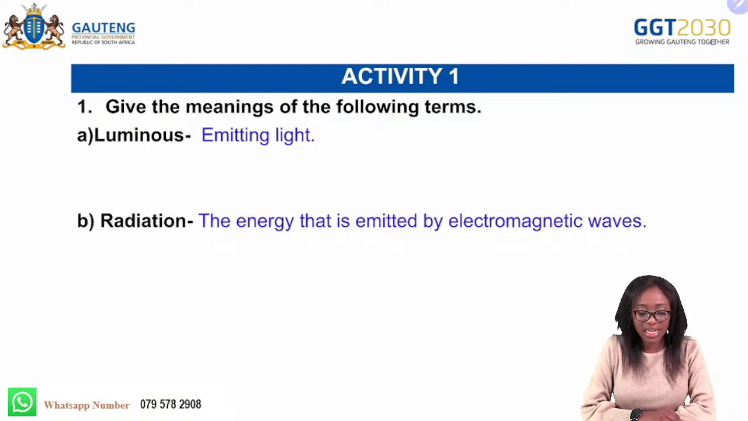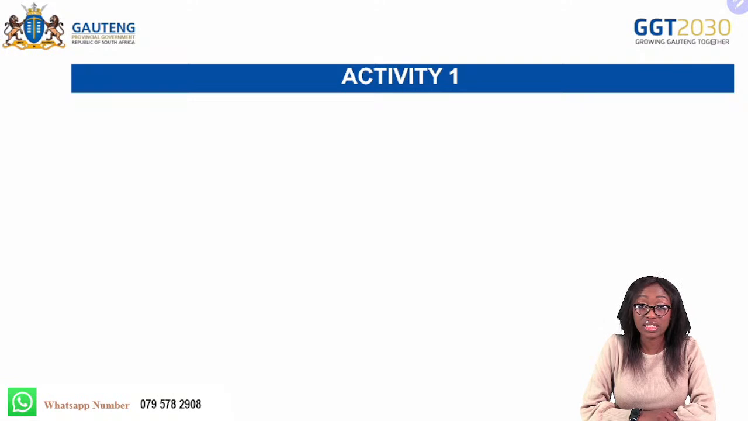The second one is radiation. What is radiation? Radiation is the energy that is emitted by electromagnetic waves. If you're not sure, just go back to the terms that we defined today at the beginning of the lesson, and you will definitely find the definitions.